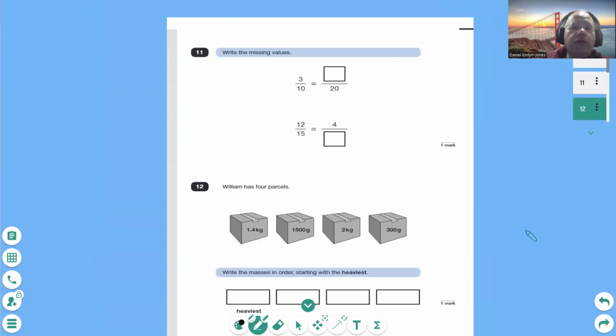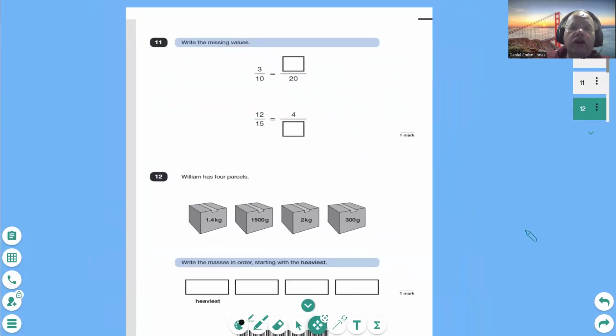Anyway, good. Next, 11. Write the missing values. This is equivalent fractions. With equivalent fractions, you can multiply and divide the bottom or the top by whatever you want, as long as you do the same to the top and the bottom. So here, 20 is bigger than 10, so we're multiplying. What do we multiply by? 2. We do the same to the top: 3 times 2 is 6. Now the bottom one, we're going from 12 to 4. It's getting smaller, so that's going to be divide, isn't it?